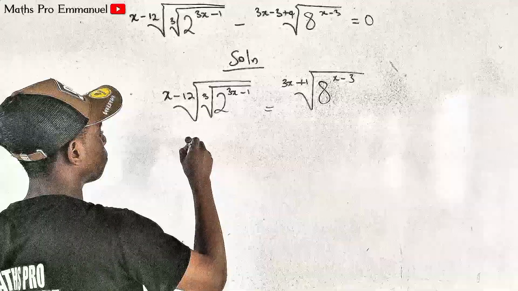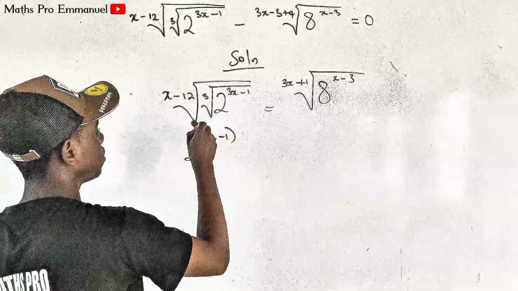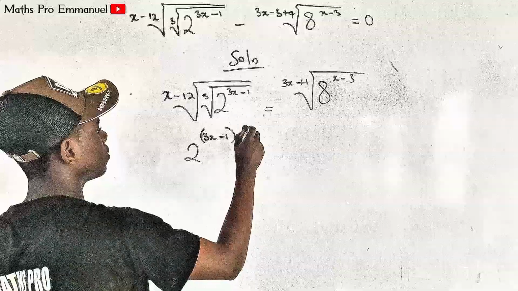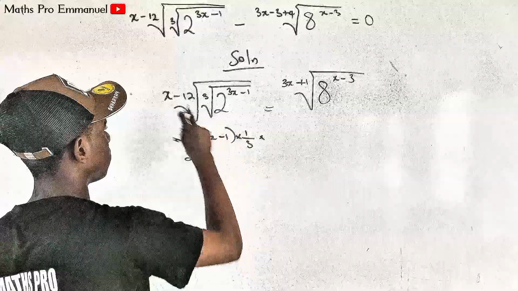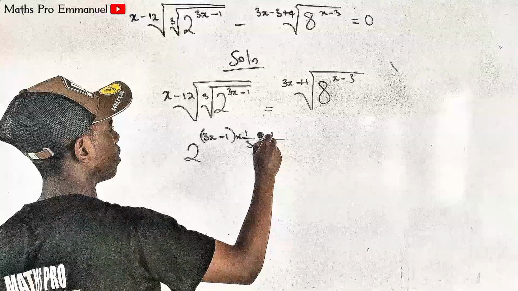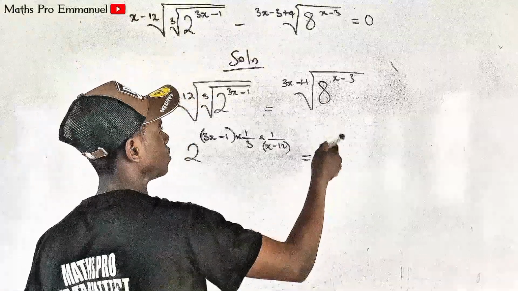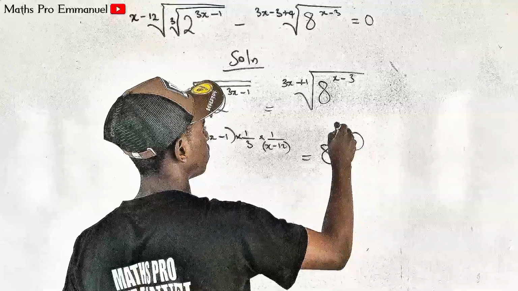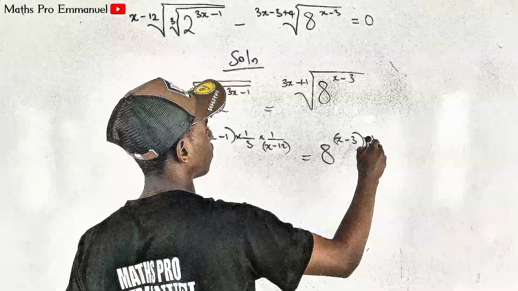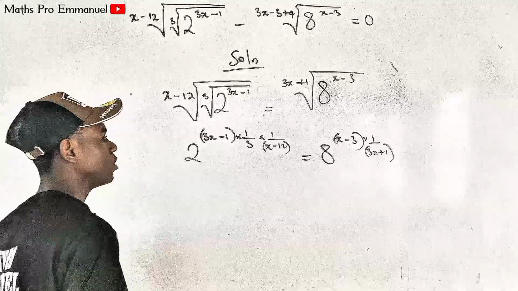I'm going to have 2 raised to the power of 3x minus 1. We now multiply 1 all over 3, which is for this. We also multiply this other one, 1 all over x minus 12. I'll do the same thing for this. Now here I'll have 8 raised to the power of x minus 3. We'll multiply 1 all over 3x plus 1. So now let me just simplify this.